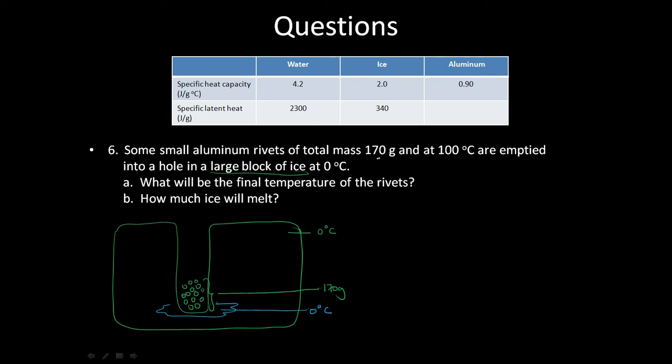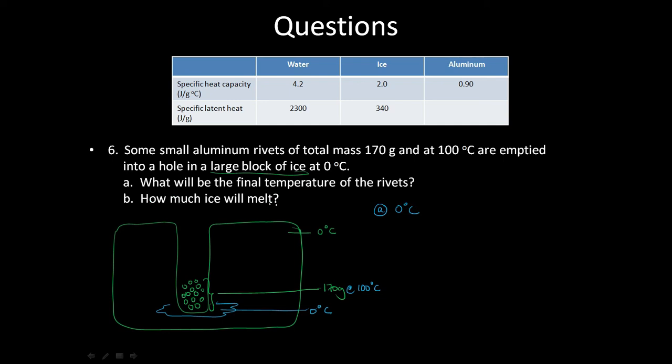Because it says a block of ice at 0 degrees, it doesn't have any temperature change for the ice whatsoever. However, we know that there will be some temperature change for the rivets, which went in at 100 degrees Celsius. So what will be the final temperature of the rivets? It will be 0, because remember, heat always leaves from hotter bodies to cooler ones, and over time you reach thermal equilibrium, in this case 0. So I'm going to say 0 degrees right here.